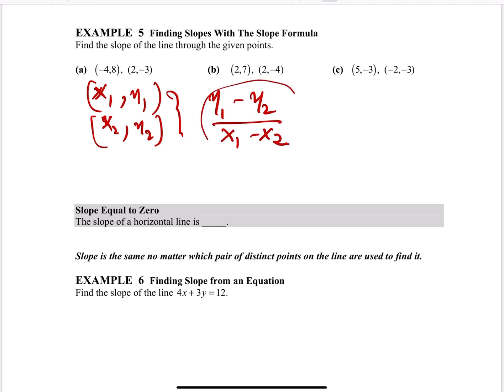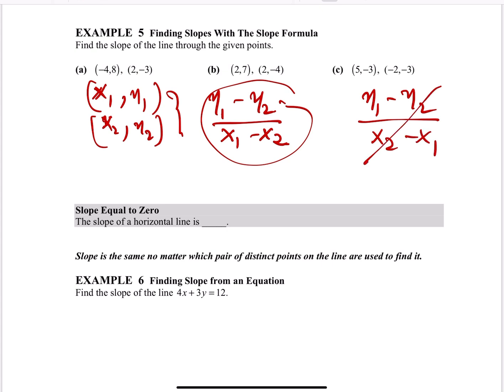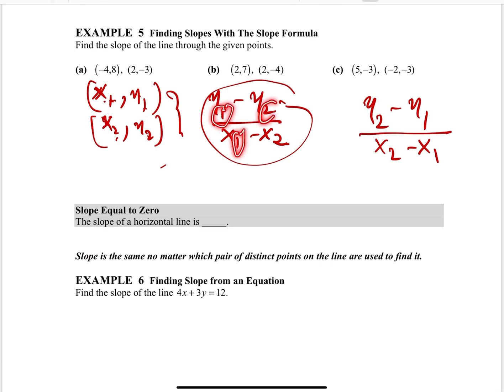Now let me point out something here. Be careful. If you write y1 minus y2 divided by x2 minus x1, it is false, I will give you 0. This one is wrong. Why is it wrong? You have to respect the order. If you start with y1 minus y2, then the next one has to be x1 minus x2. If you start with y2 minus y1, then the next one cannot be x1. It has to be x2 minus x1. Just be sure it lines up. Okay, be careful.